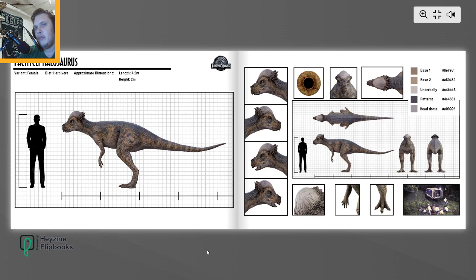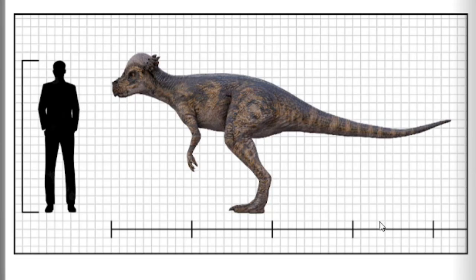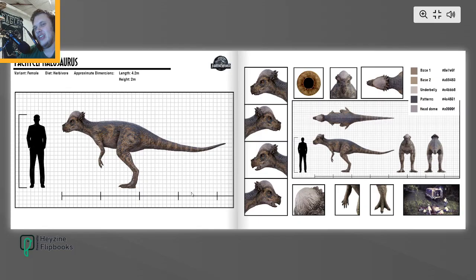Here we have the Pachycephalosaurus. Oh my god, look what Jurassic World did to Pachycephalosaurus. It looks like a kangaroo. So this is probably the better example that we're looking for. Here we have the variant, which is a female, diet herbivore, approximate dimensions, 4.2 meters long and 2 meters tall. Here we have a human for comparison.